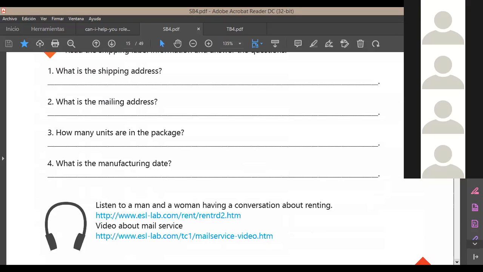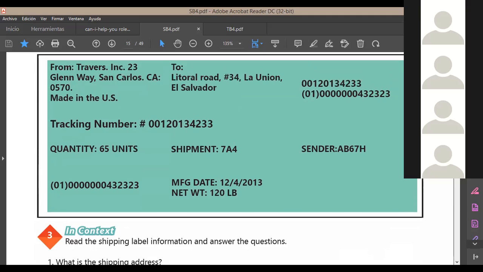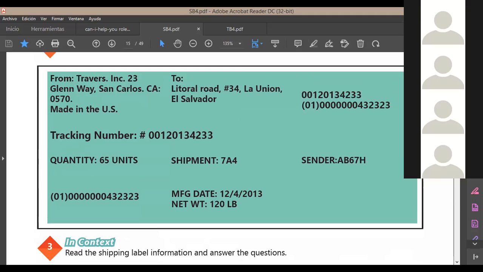What's the last question? Oh, no, we have two more. How many units are in the package? No, how many units? 65 units. Excellent.